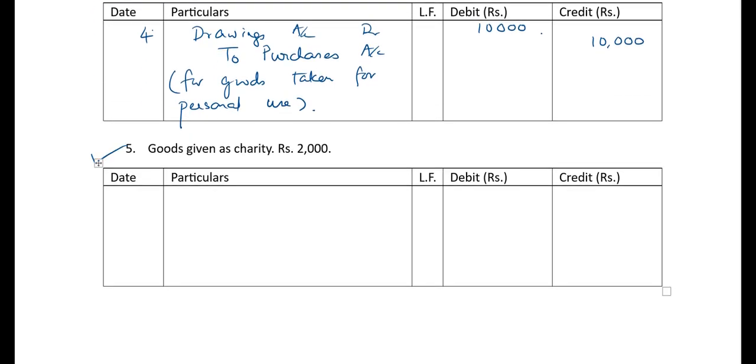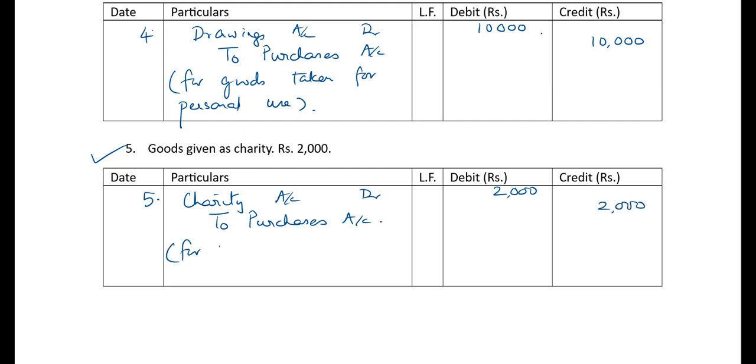Fifth transaction, goods given as charity is rupees 2,000. We'll debit charity account, and goods are used as charity, so we credit purchases account. Whenever goods are used for other purposes, we have to credit purchases account for goods given as charity.